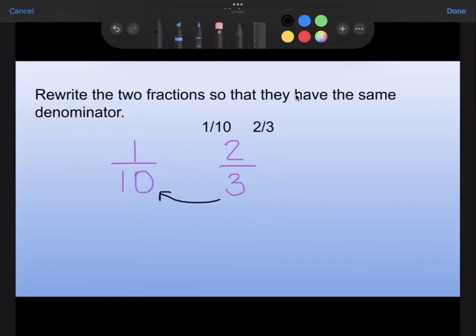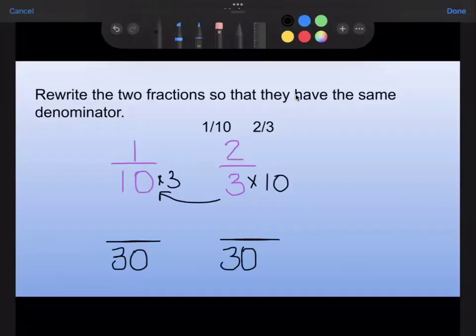So my second choice would be to multiply them by each other. So this is going to be times 10, and this is going to be times 3. What that will do is give me a common denominator for both of them of 30. Now, whatever I did to the bottom, I have to do to the top. So that means this gets multiplied by 3, and this gets multiplied by 10. 1 times 3 is 3, so that'll be the numerator for this fraction, and 2 times 10 is 20. So the two fractions rewritten so that they have the same denominator are 3 over 30 and 20 over 30.